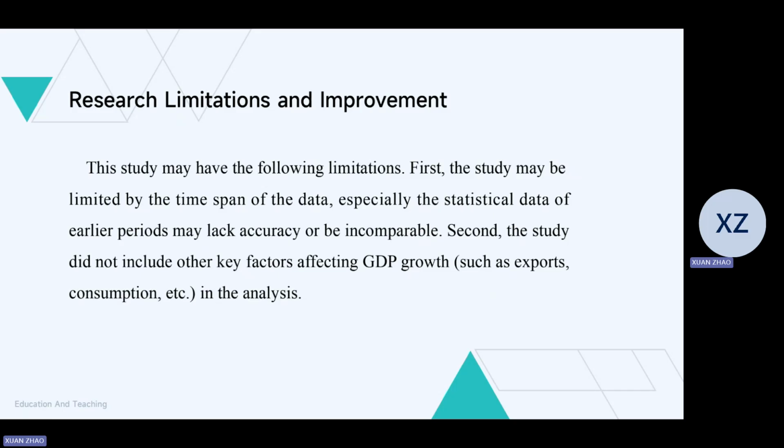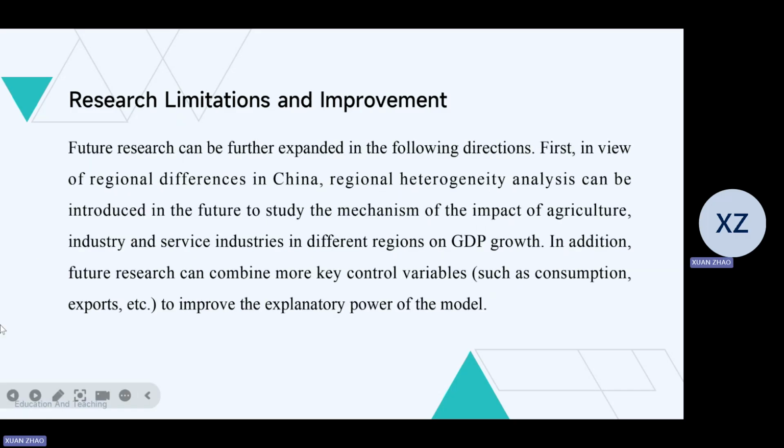Second, the study did not include other key factors affecting GDP growth, such as exports and consumption, in the analysis, because we only use the dependent variables and the independent variables. In this research, we don't use control variables. So this is the limitation of this research. And in order to solve these limitations, the future research can be further expanded in the following directions.